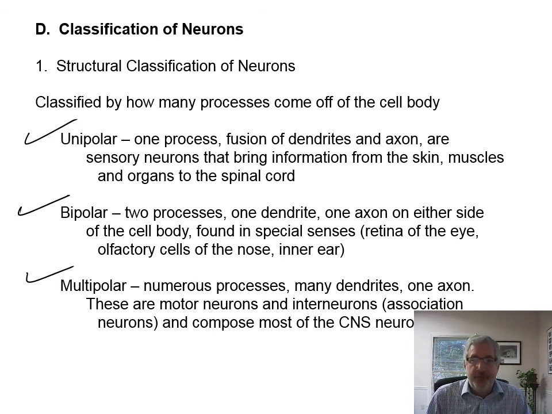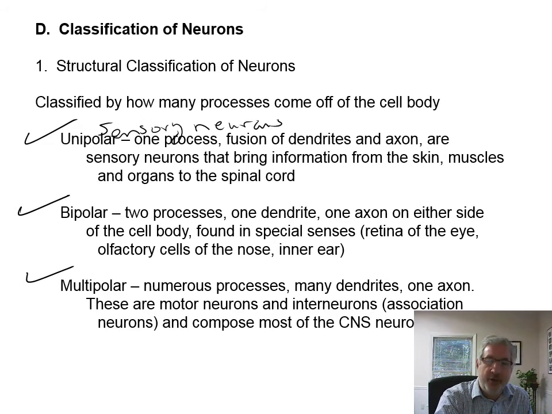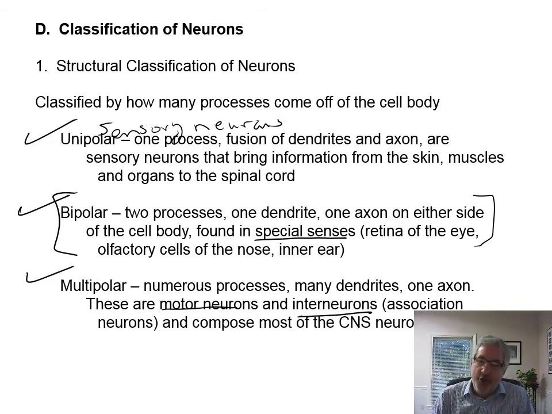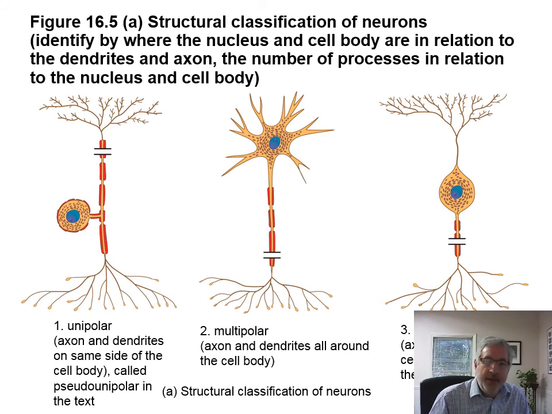Your bipolar, sorry, I'll go back to your unipolar neurons. Unipolar neurons have one process. The dendrites and axon are the same. They are sensory neurons that bring information from the skin, muscles, and organs to the spinal cord. So those unipolar are all sensory neurons. The multipolar neurons are all motor neurons or interneurons. Then you have some special neurons, these bipolar ones. These have two processes. They have one dendrite, one axon on either side of the cell body. They're found in the special senses, so in the eye and the olfactory cells of the nose and the inner ear.